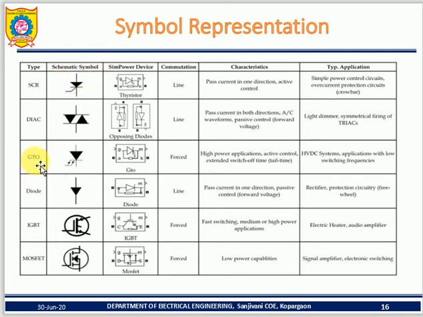What about GTO? It is only one thyristor, but it has gate terminals, in as well as out. So there is anode and cathode. IGBT means a combination of BJT and MOSFET. From the MOSFET, the left-hand side is the gate, and the right-hand side is the collector and emitter. Then for MOSFET, it is gate, drain, source.